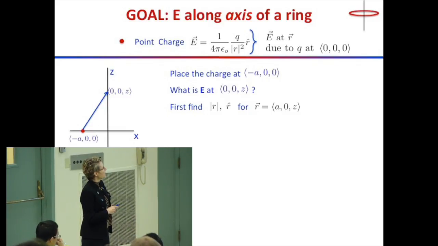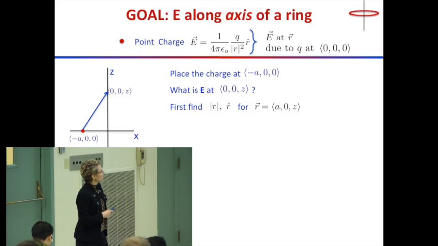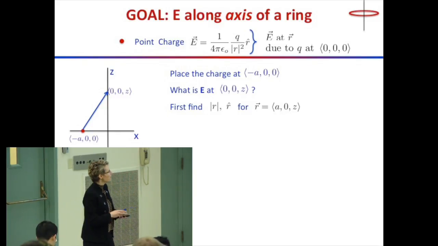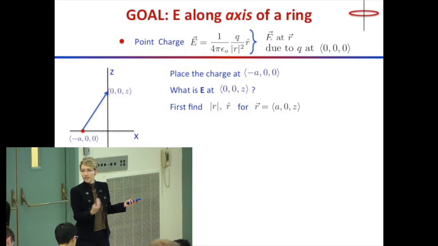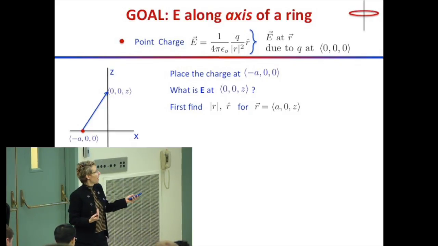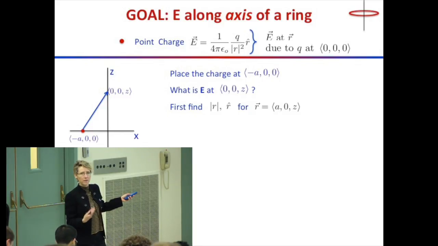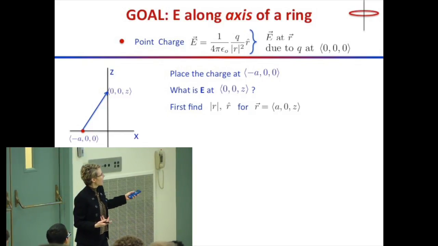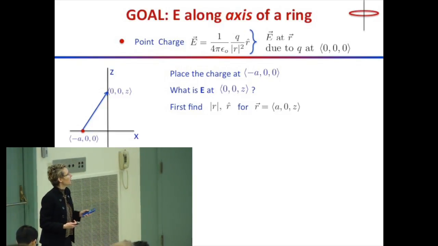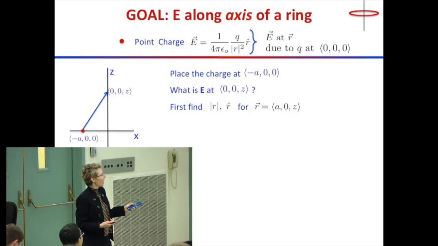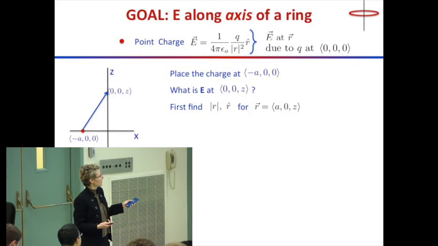So I'm thinking of a point charge here, a distance a from the origin. I want to find the field up here. My observation point is 0, 0, z. And the point charge I've placed on the ring is a radius a away from the origin. The way that I've set up the coordinates, the position of that point charge is minus a, 0, 0. And I know that the electric field of a point charge is 1 over 4 pi epsilon naught, q over r squared times r hat. That's the electric field here.